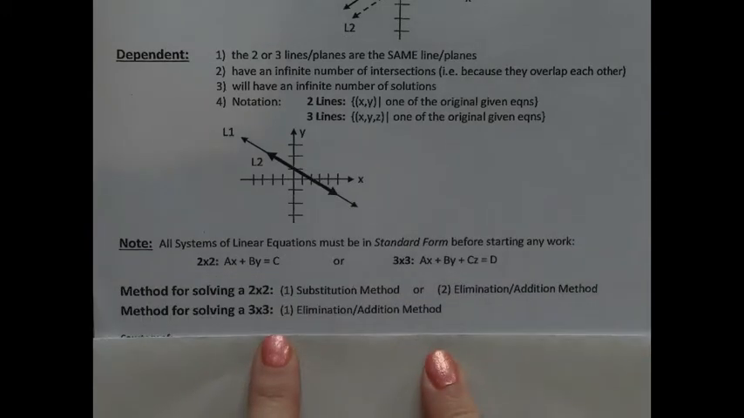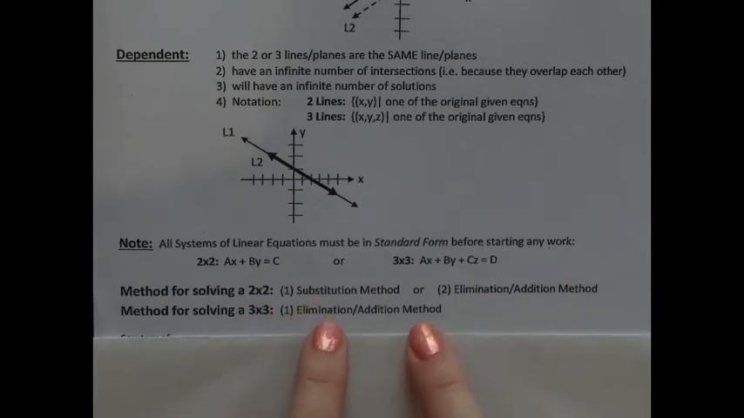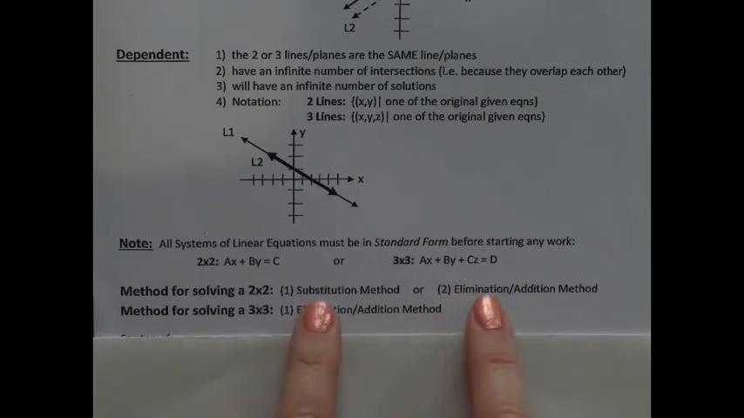Also, when you want to solve a 2x2, you have two methods, a substitution method and an elimination method. When you solve a 3x3, you really want to use the elimination method because substitution will take a very long time. So anything about a 3x3 or above, you want to use the addition or elimination method. For a 2x2, you can use either. It does not matter which one you use.